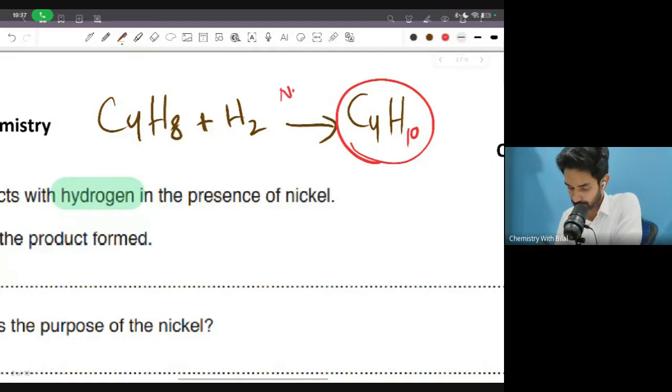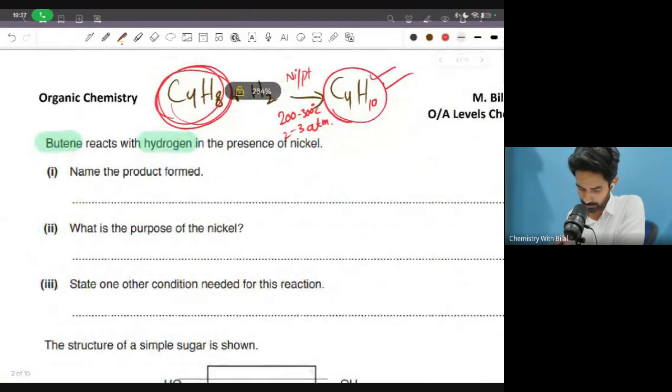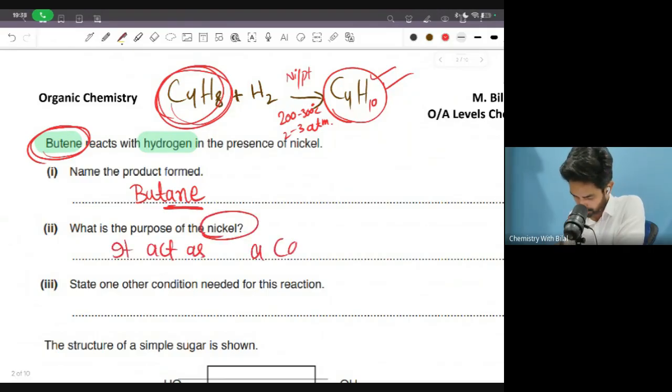And it takes place in the presence of nickel or platinum as catalyst, 200 to 300 degrees or 2 to 3 atm pressure. This is oil, unsaturated hai, and this is saturated margarine ghee. Name the product. So when you react butene with hydrogen, you will get butane. So from ene, it has become ane. The purpose of nickel: it acts as a catalyst. State one other condition: 200 to 300 degree temperature. One other तो हम एक ही लिख देते हैं.